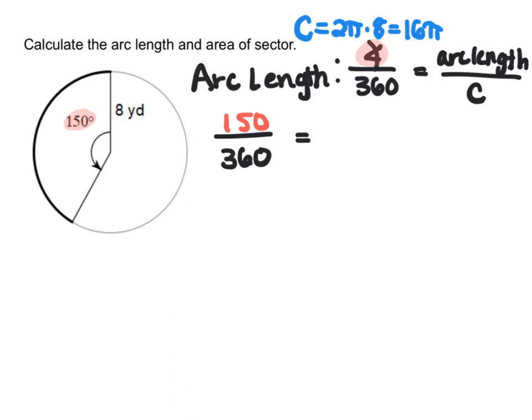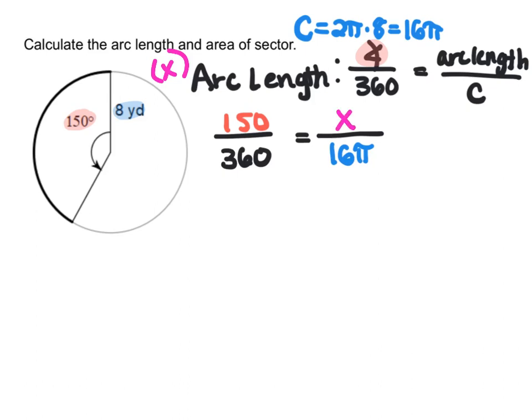So I'm using that radius, so I can fill in my circumference in the denominator. So I put 16 pi, and then the unknown you're solving for, you can use whatever variable you'd like. So I'm going to use x in this case.